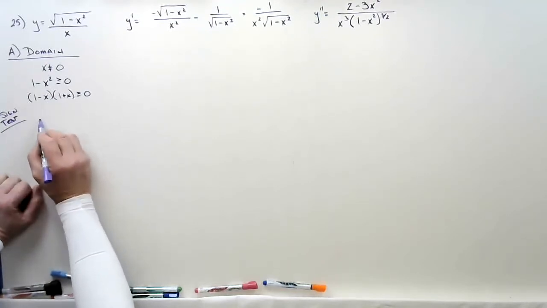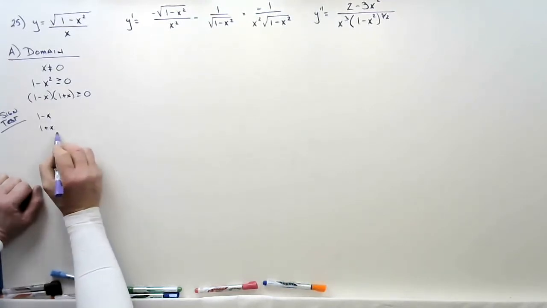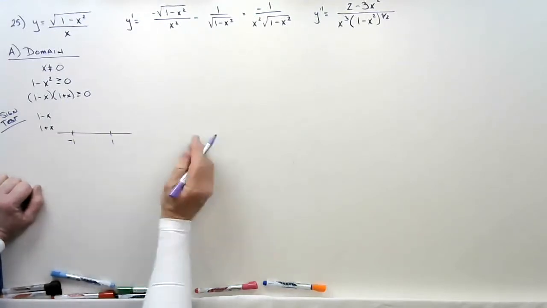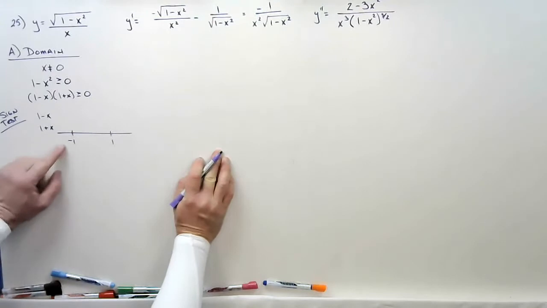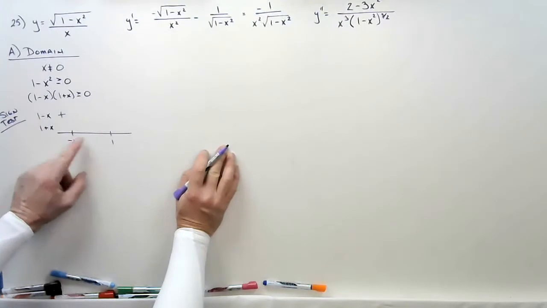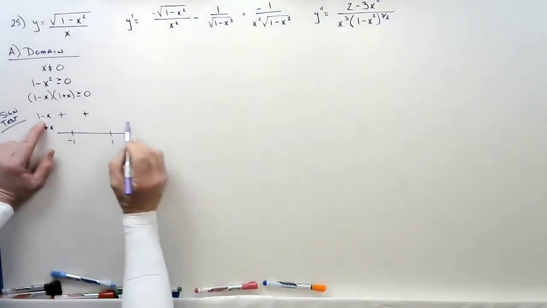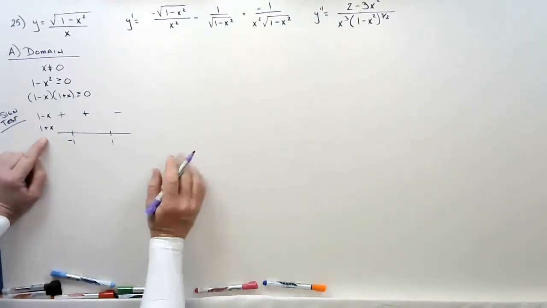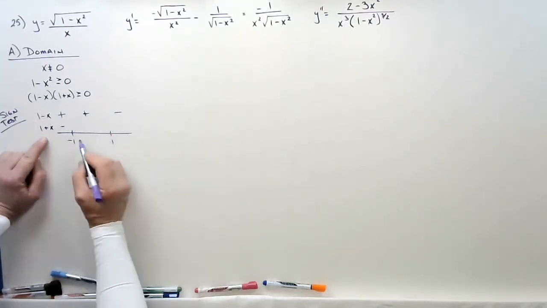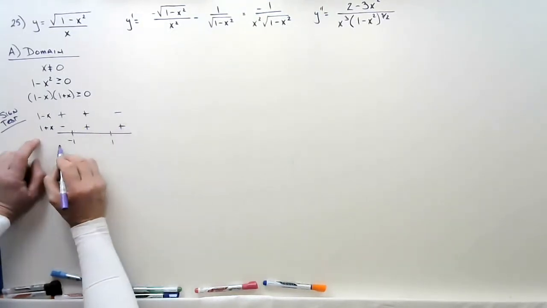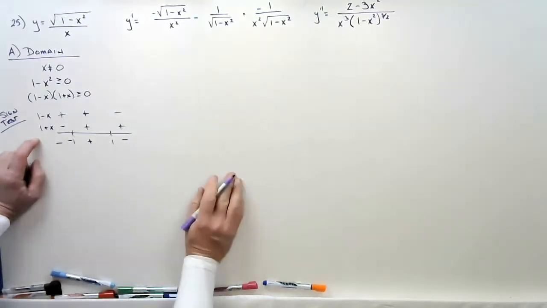So what do we have? We have 1 minus x, 1 plus x. This is 0 at 1. This is 0 at negative 1. So we're going to have to do a sign test. Plug a negative in here, like negative 2, we're going to get a positive. Plug 0 in here, we're going to get a positive. Plug 2 in here, we're going to get a negative. Plug negative 2 in here, we're going to get a negative. Plug 0 in here, we're going to get a positive. And plug 2 in here, we're going to get a positive. So we get minus, plus, minus.